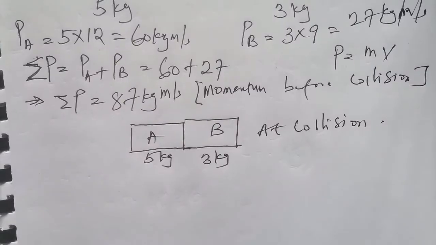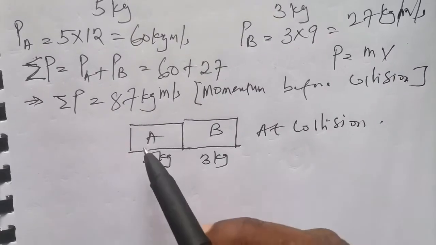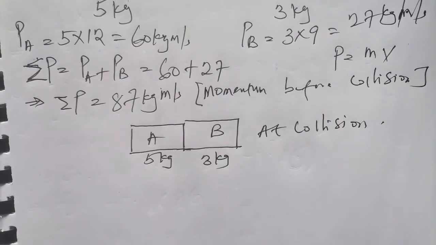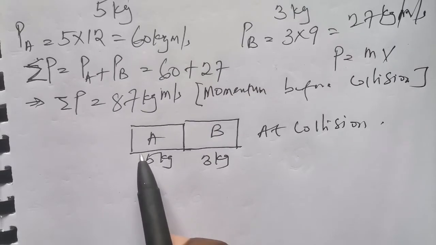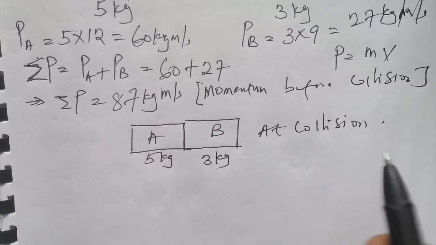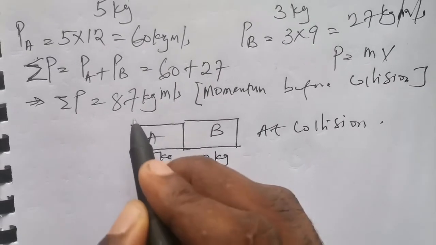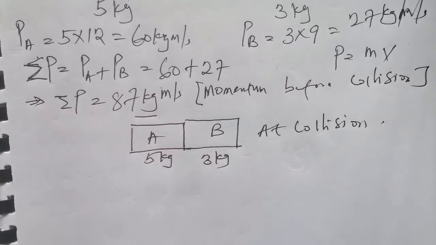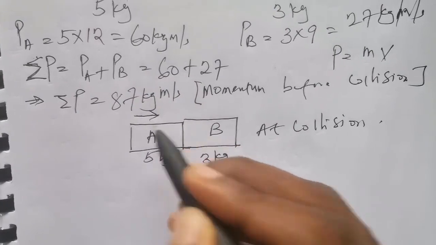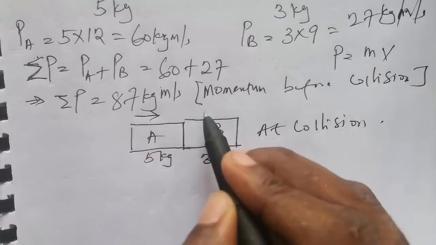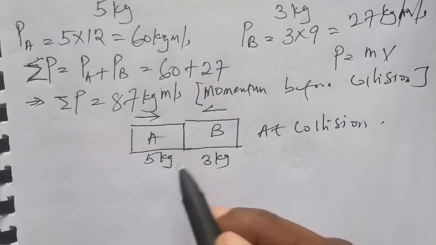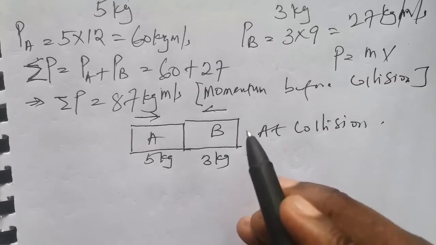Now at collision, of course, they collide together. Regardless of the speed, what plays an important role during collision is the mass. Since this object has a higher mass, it will compel this object with lower mass to move in its direction. Remember that A was moving to the right, whereas B was moving to the left. But since mass A is bigger than mass B, it will compel this object to move in the direction of A. So at impact, you have this.